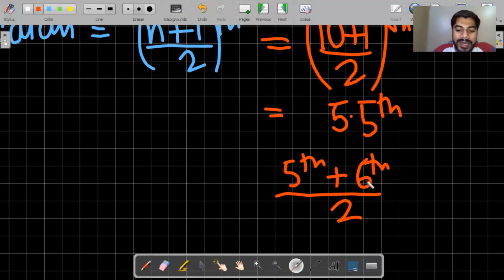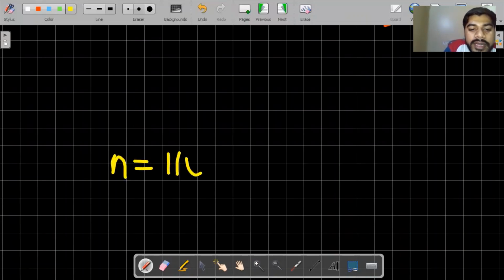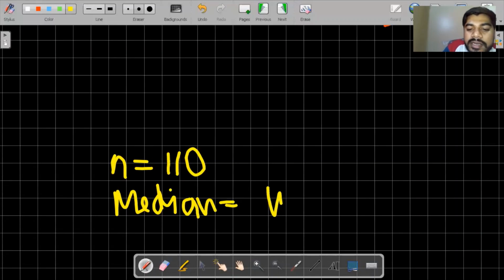So let's practice it apart from the following question. If you get, after applying the formula for median, say you have 110 terms in the data set. So applying the formula for the median for the following case will be 110 plus 1 divided by 2.